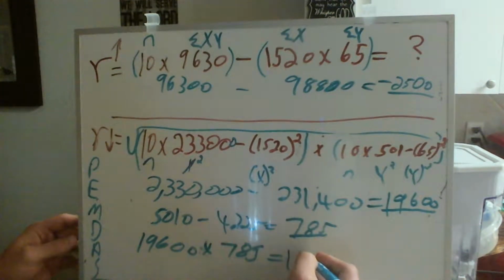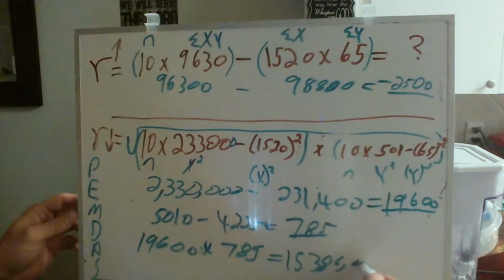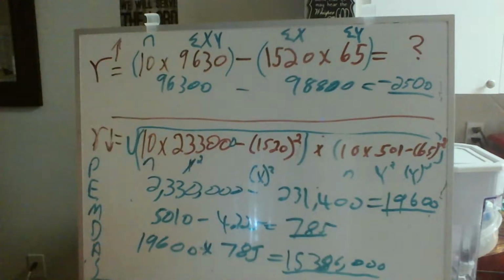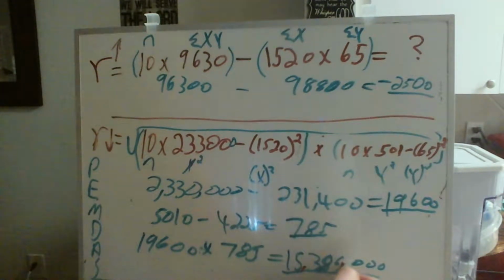And we got 15,386,000 and some zeros. Right? But we're not done yet. And if you figured out why we're not done yet, it has to do with this bad boy by the square root. So we now have to square root that number.